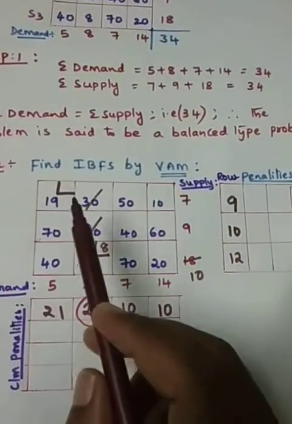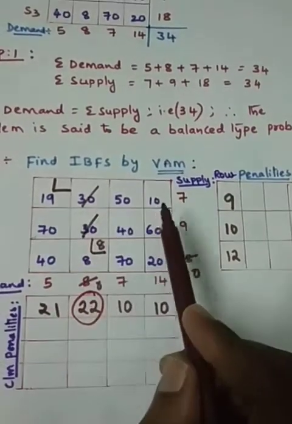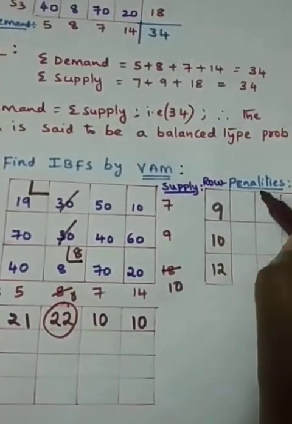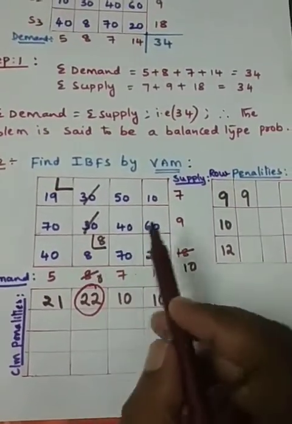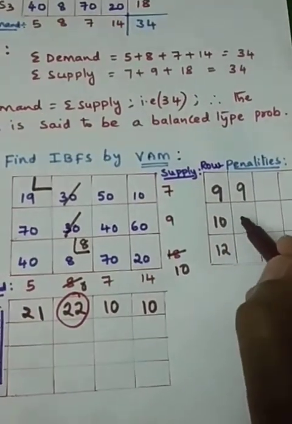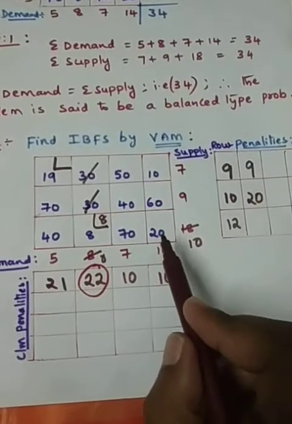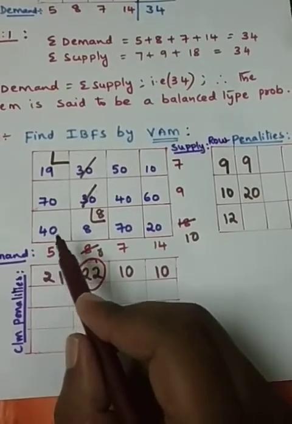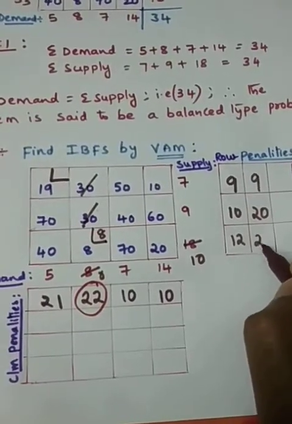Okay, so here the first least value is 10, the next least value here is 19. 19 minus 10 is again 9. I enter here. The first least value here is 40, the next least value is 60. 60 minus 40 is 20. I enter here. Right, the first least value in the third row is 20, the next least value is 40. 40 minus 20 is again 20.